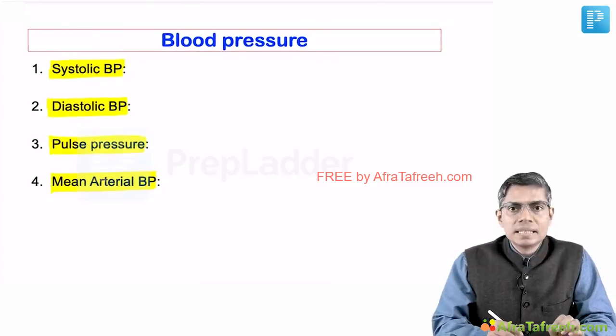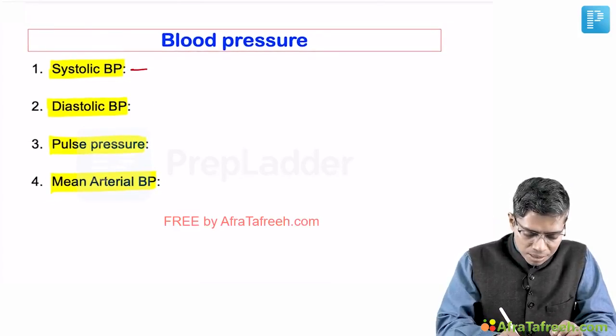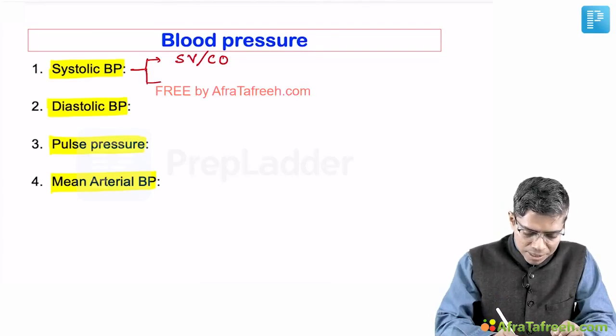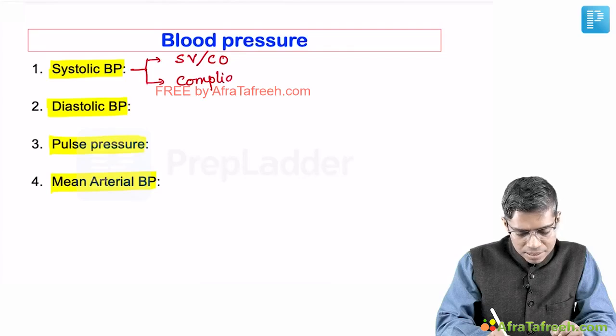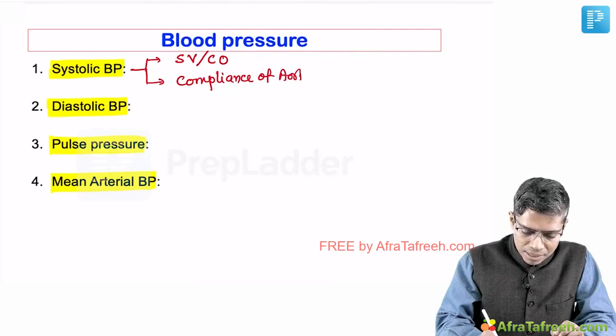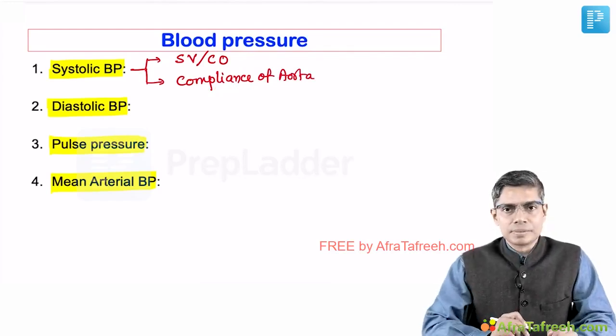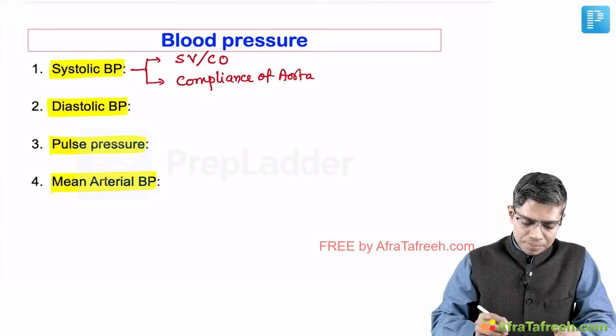The two main determinants of systolic blood pressure are number one, stroke volume or cardiac output of the person, and the second determinant is very important, that is compliance of aorta and major vessels, right? So how are these two parameters related to the systolic blood pressure?